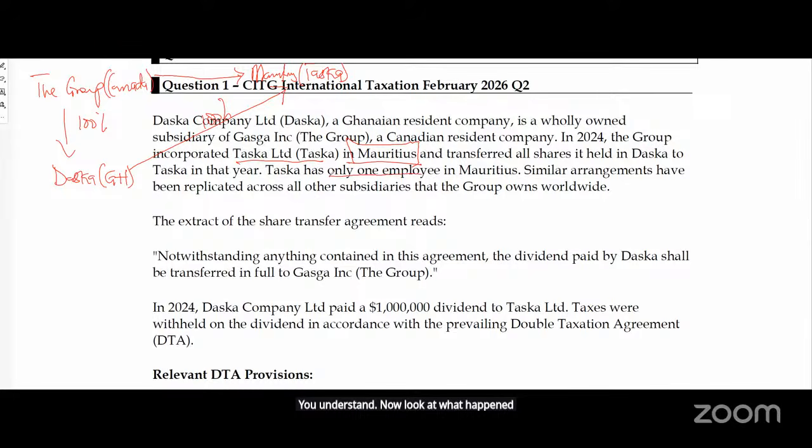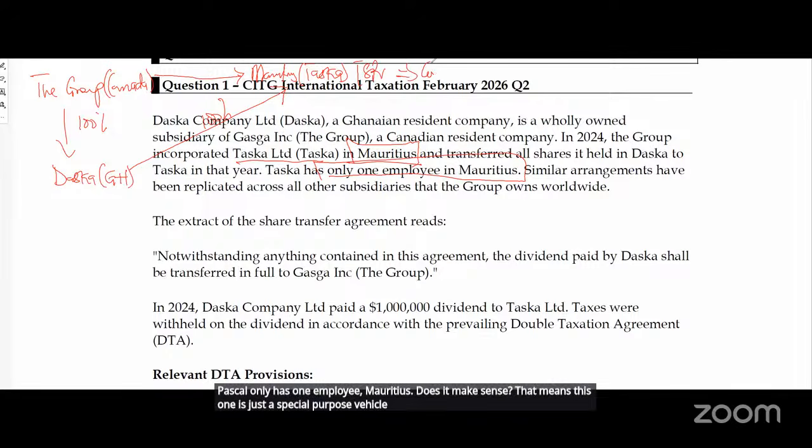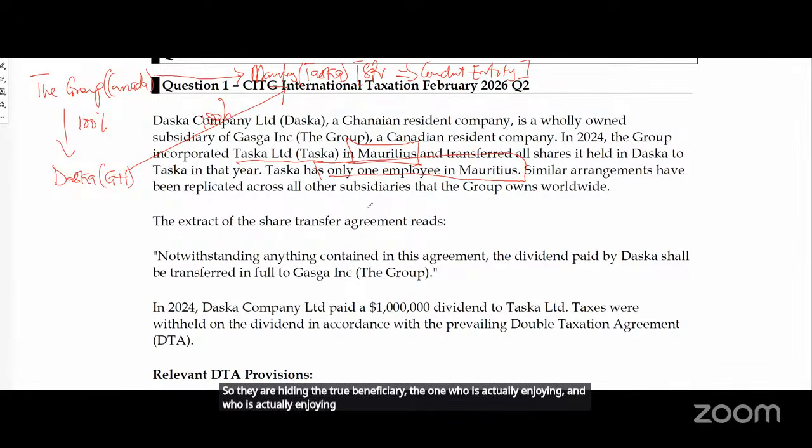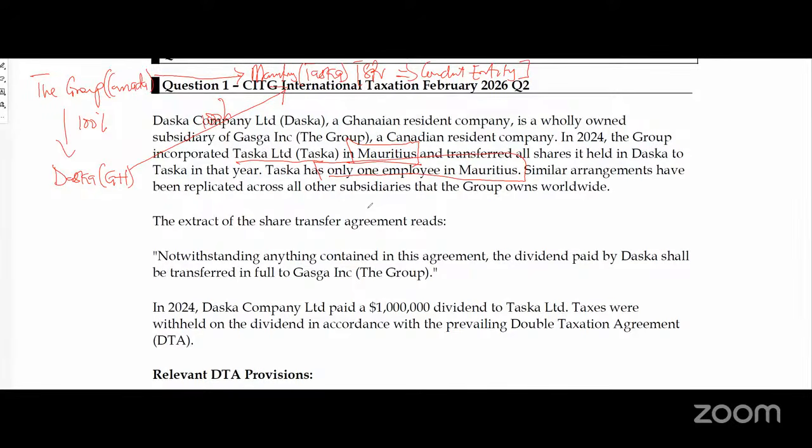Now look at what happened. Tasca only has one employee in Mauritius. Does it make sense? That means this one is just a special purpose vehicle, or what we call a conduit entity. It has just been set up to transport dividends or interest or something. So they are hiding the true beneficiary, the one who is actually enjoying the rights. Who is that? The group, the Canadian company.